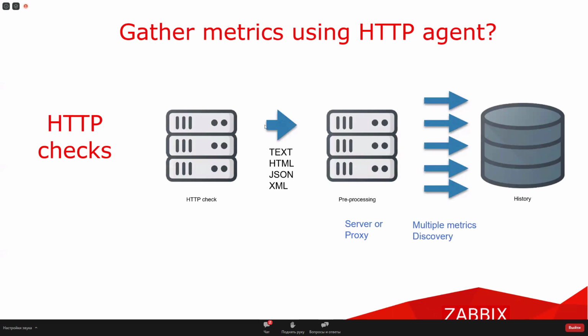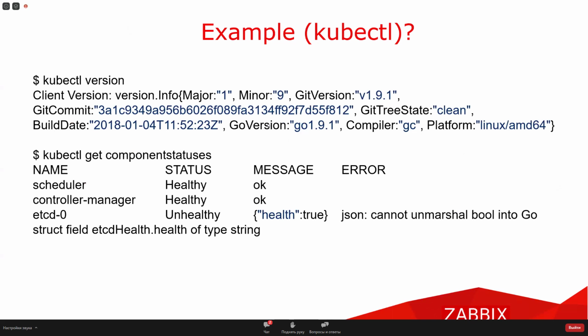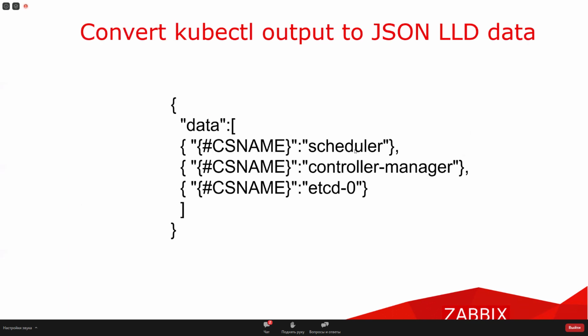Or we can use HTTP checks to query the kubectl, for example. So here we have a kubectl output. Let's say we are getting the health of different component statuses. Over here we can see it. We get health of scheduler, controller manager, and data storage etcd. We can see that etcd is unhealthy and we have some error message.